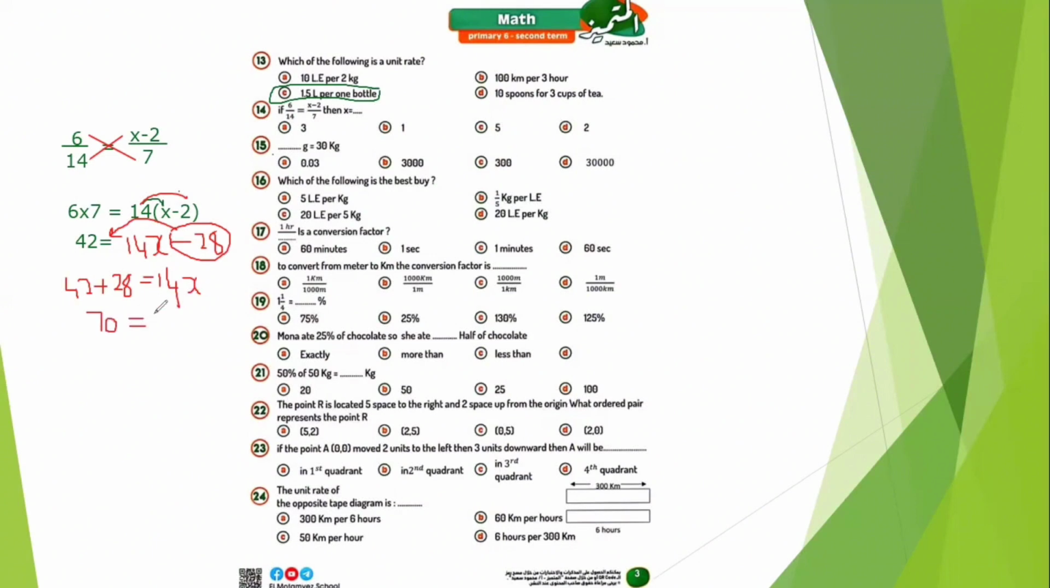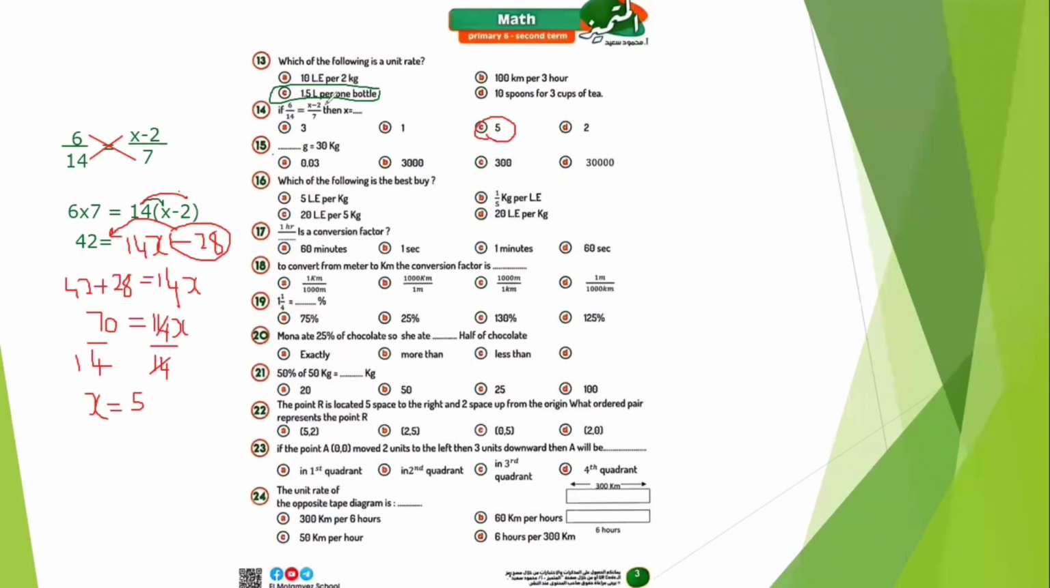70 equals 14x. To get the value of 1x, we can divide by 14 and divide also 70 by 14. Now cross 14 with 14. The value of 1x equals 5. So the answer is 5.